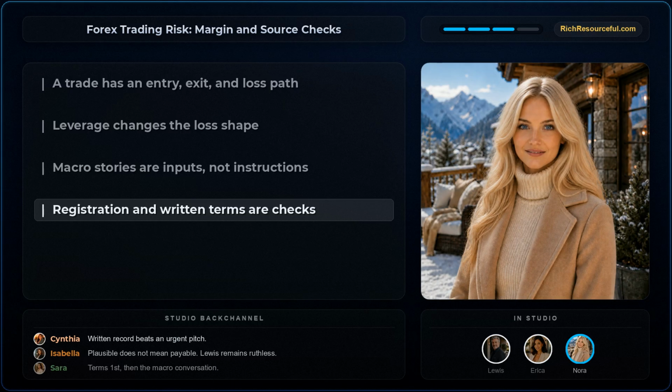That's step 6 of the investment map. Check the source. It means checking the firm and terms before trusting a channel, a referral, or a screenshot. The source check doesn't promise safety. It turns vague confidence into specific records you can compare.